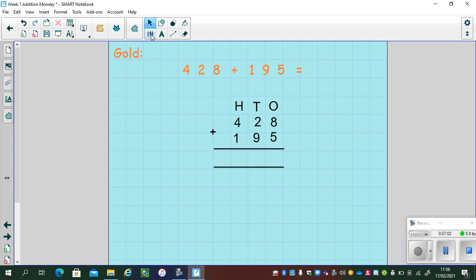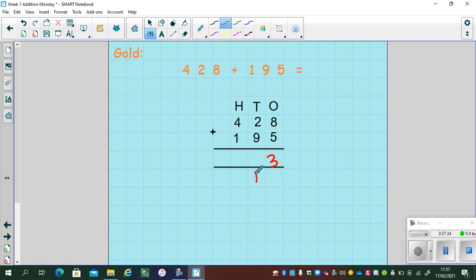We still start with the ones when we start adding. All right, 8 add 5 or 5 add 8. 8, 9, 10, 11, 12, 13. That's 3 ones and 1 ten. Those 10 ones have been exchanged for 1 ten. I'm putting that 1 in the tens column underneath, because that's where it belongs.